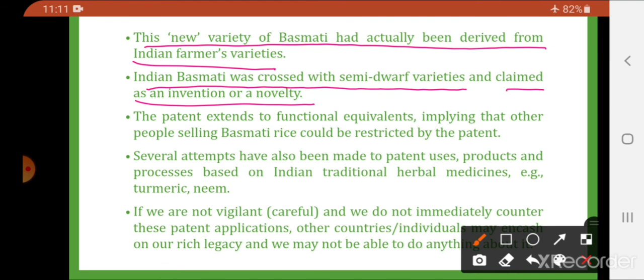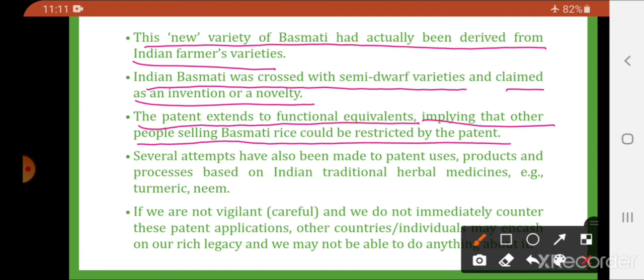क्या किया? इंडियन जो बासमती राइस है उसको उन्होंने किसके साथ क्रॉस किया? सेमी ड्वार्फ के, जिसके ग्रेन साइज कम है, उसके साथ क्लोनिंग करके उन्होंने क्या किया कि ये नई वैरायटी है, ऐसा करके उन्होंने बोला. The patent extends to functional equivalence, implying that other people selling basmati rice could be restricted by the patent. अभी ये पेटेंट में ऐसा था कि कोई दूसरा पर्सन भी बासमती को सेल करेगा तो उसकी पूरी राइट्स वो पर्टिकुलर कंपनी के पास थी.